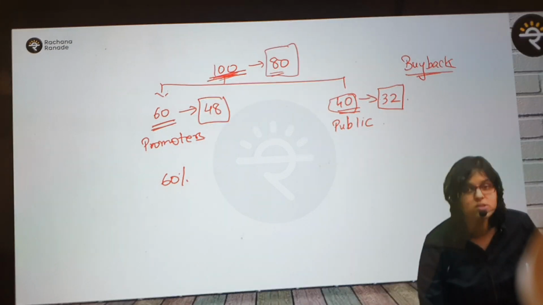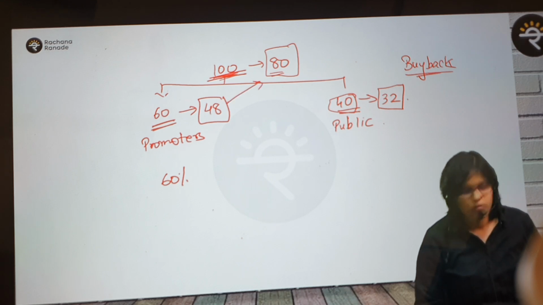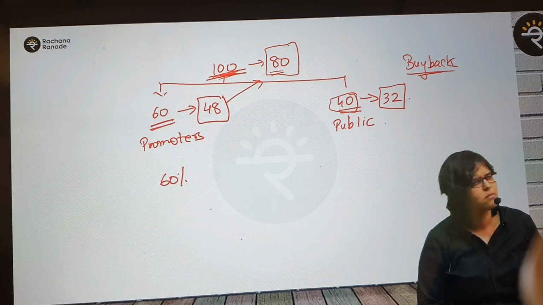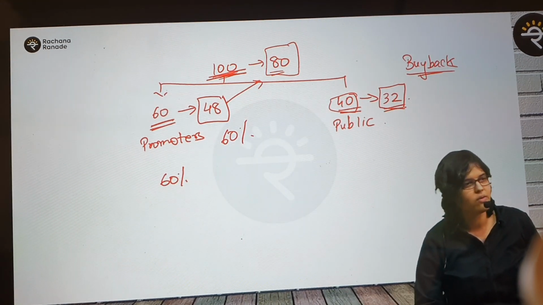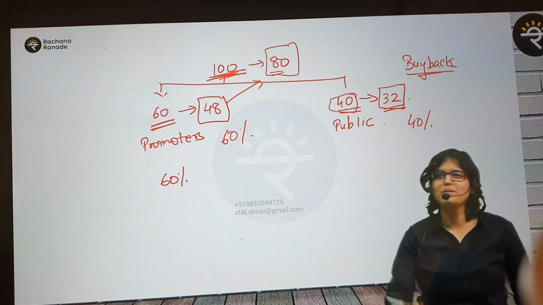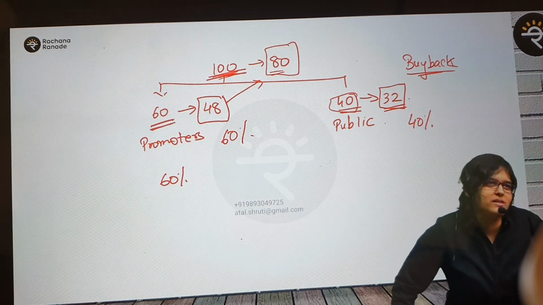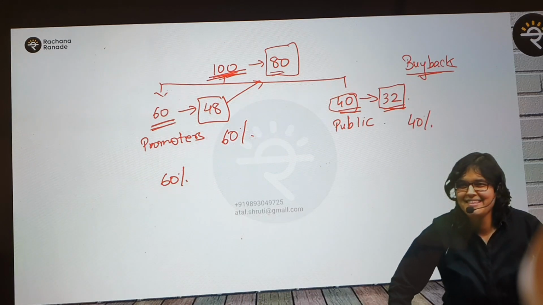Now you can imagine. Now remaining shares are how much? 80. Tell me what is the promoter's holding? 48 divided by 80. How much percentage? 60%. Public now has 32 out of 80. Again 40%. That's what I'm trying to tell you. In a buyback, because everyone is going to participate, the percentage holding is going to remain the same.